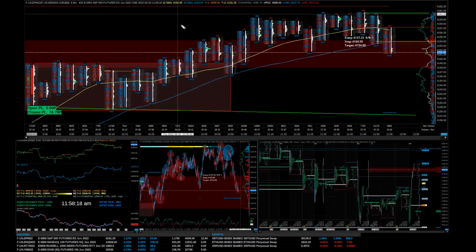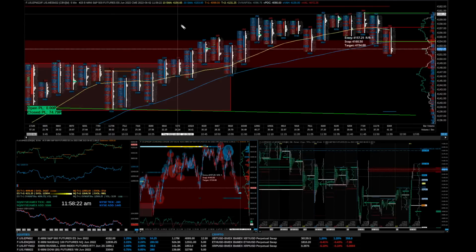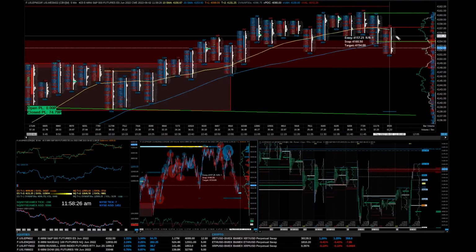Anyway, selling off a bit here. Rainer, take it to the... So change. We're now below the 20 SMA.